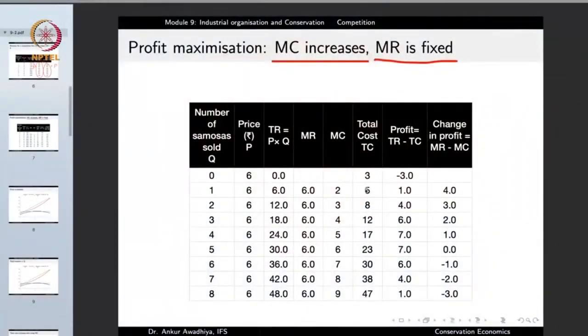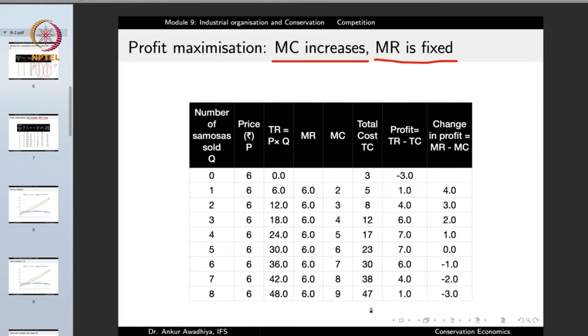So the total cost for this point is 2 plus 3, which is 5. For this cell, it will be 3 plus 5, which is 8. For this cell, it is 4 plus 8, which is 12. For this cell, it is 5 plus 12, which is 17, and so on. So this is the column for the total cost.